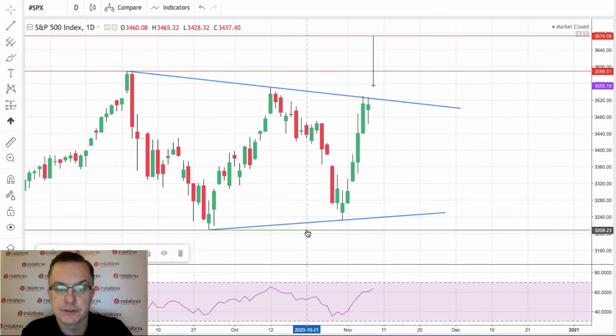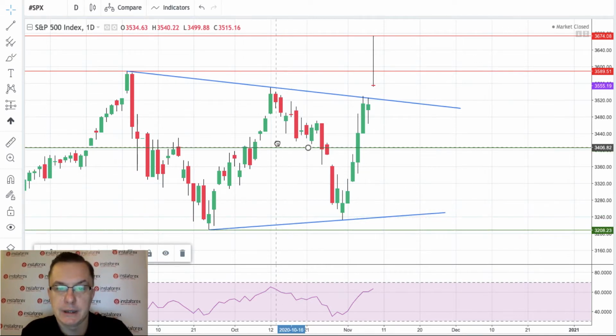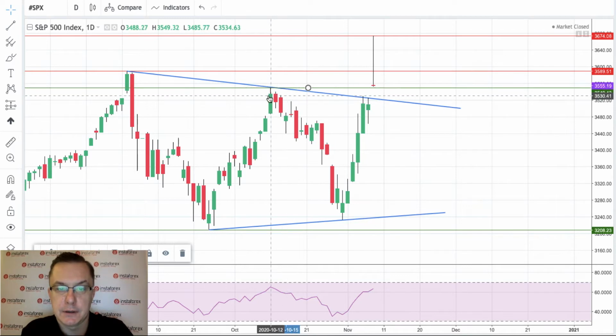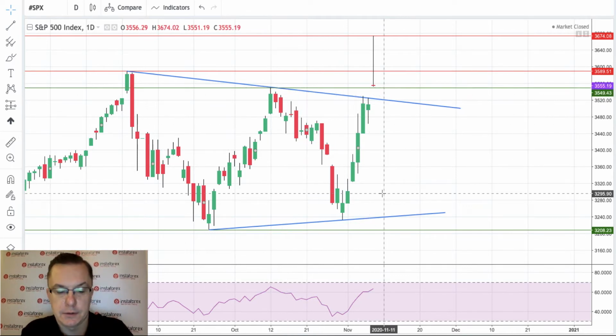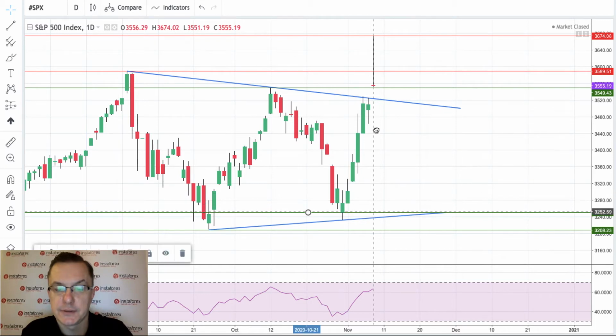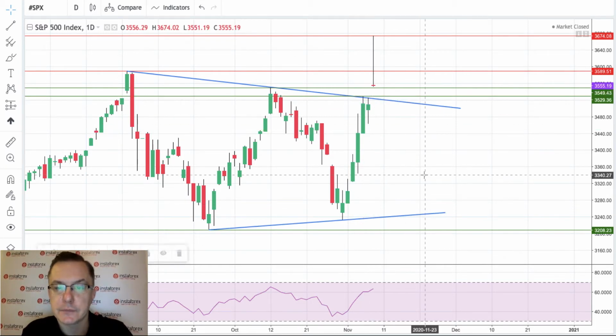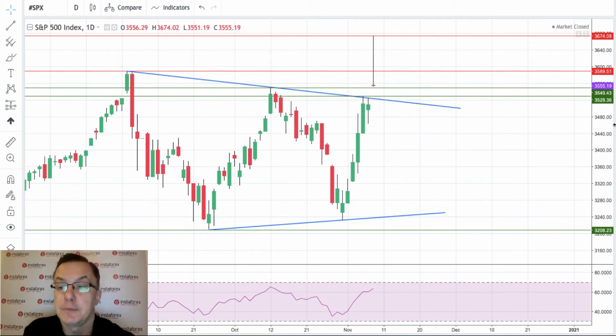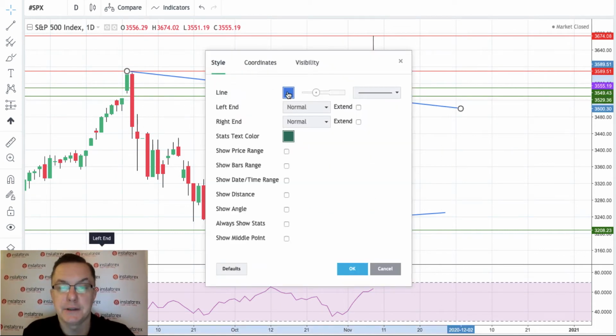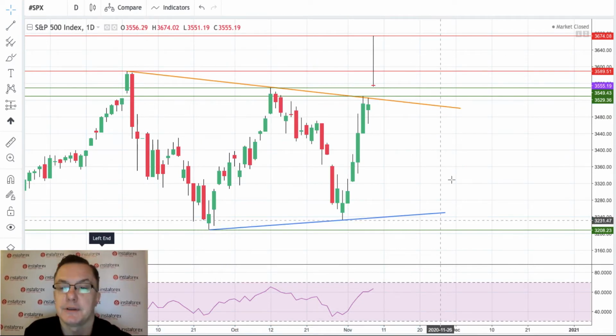Let me just put some lines on the screen. One line will be the high from the 12th of October, and the second line will be this line, the high from the 19th of October. So any breakout below 3,529 means that the market is back into this pattern here, which is no longer a triangle. So this is not a triangle anymore. For now we will just leave these lines on the screen, but we will treat them as simple trend lines, not triangle lines.